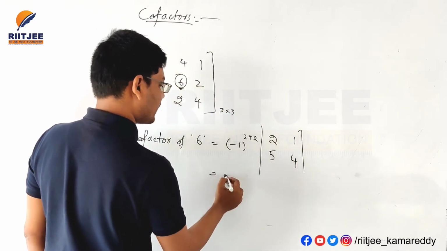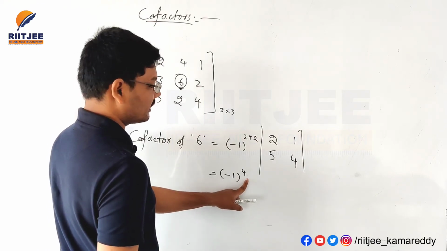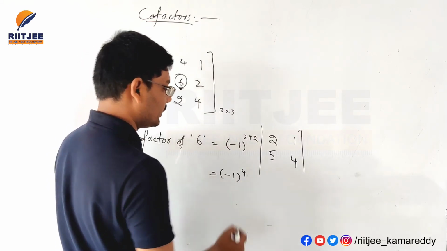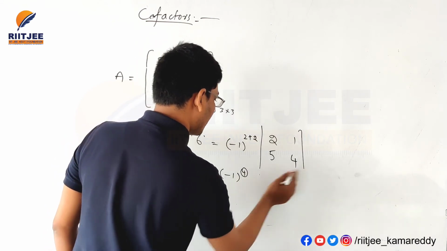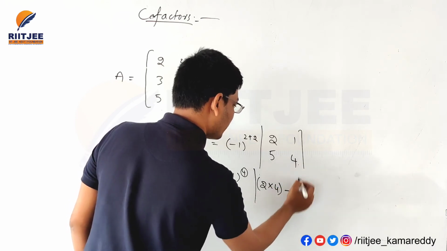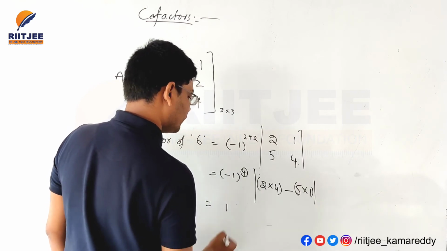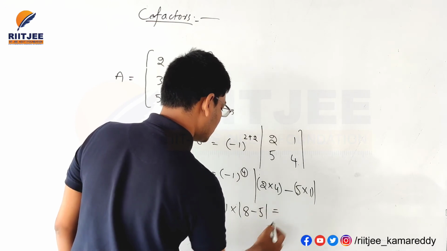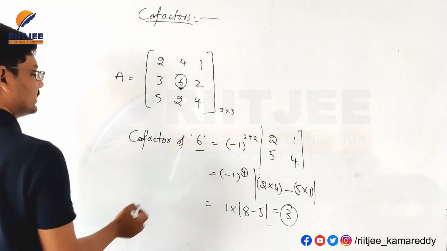So minus 1 whole to the power of 4. If the power is even, the value will be positive. If minus 1 whole to the power of odd, the value will be negative. Here 4 is an even number, so directly you can take plus. The value of this is 2 into 4 minus 5 into 1. Minus 1 to the power of 4 is 1 only, into 8 minus 5, that is 1 into 3. The cofactor of 6 is 3.